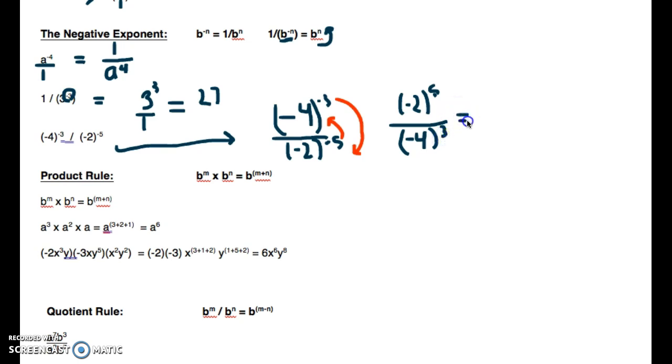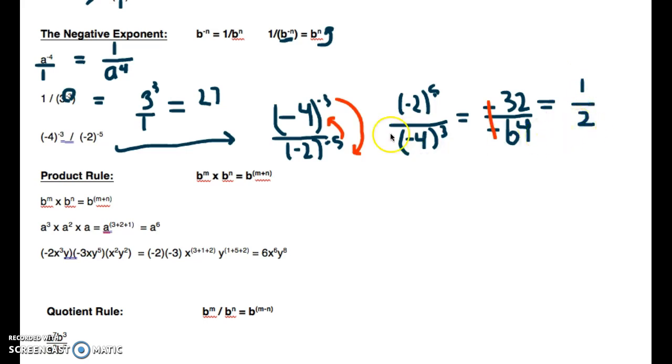So in the numerator, I have negative 2 to the fifth power, which is negative 32. In the denominator, I have negative 4 to the third power, which is negative 64. When I simplify those, a negative divided by a negative becomes a positive, and 32 divided by 64 is really the same as 1/2.